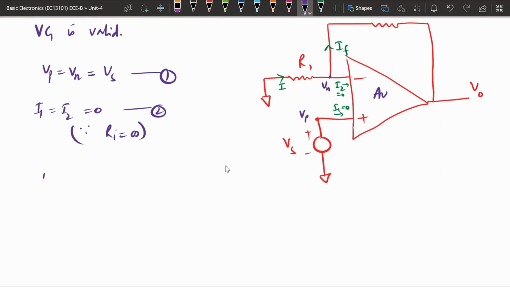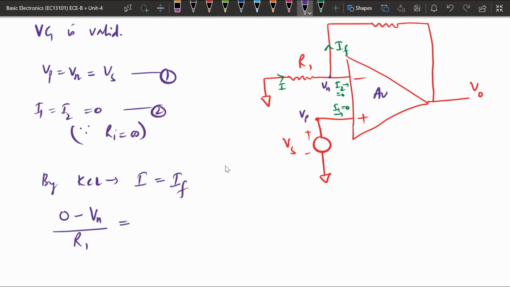Now by KCL we get I equals I2 plus IF, but I2 is 0, so it will be I. Now we put in the value of I. This is current going from 0 to Vn, which means this is at high voltage and this is at low voltage. So (0 minus Vn) divided by R1 will be your current I.